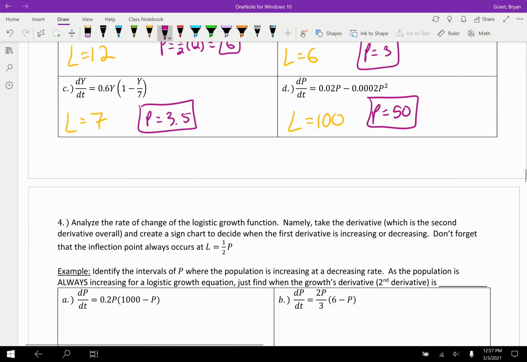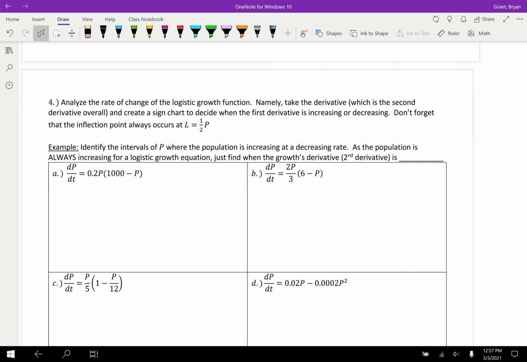Okay, moving on. We also should be able to analyze the rate of change of a logistic growth function. In particular, we're going to need to take the derivative of the logistic growth function and create a sign chart to decide where the first derivative is increasing or decreasing. However, this is pretty darn easy because our sign chart's going to look the same every single time. So identify the intervals of P where the population is increasing. So increasing, right, means P prime, or dP dt, is positive at a decreasing rate.